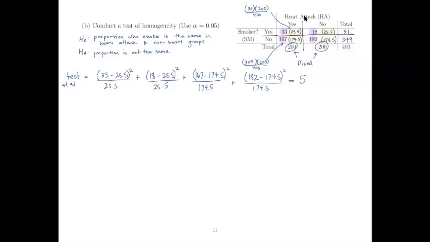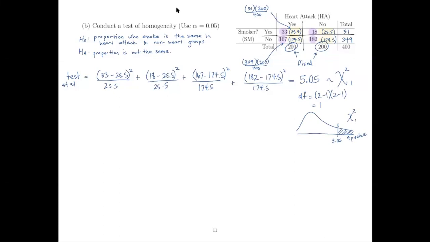And when I worked that all out, I got 5.05. Again, this is going to follow a chi-square distribution, and my degrees of freedom is always the number of rows, which is 2 minus 1, times the number of columns minus 1. So in this case, 1 times 1, which is 1. If I wanted to draw a picture to represent what's going on, there's my chi-square distribution with 1 degree of freedom. I'm going to plot on 5.05. And this area here, that's my p-value.